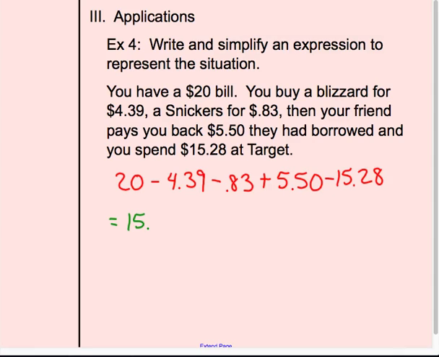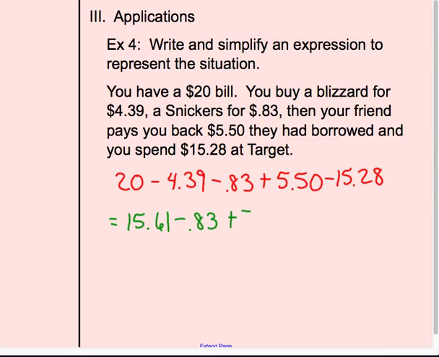Now how far away from $1 is 39 cents? I'm going to use the same concept here to get my answer. I'm going to round 39 cents up to 40. So when I take $1 minus 40 cents, I get 60 cents. But I'm a penny off, so it's actually $15.61.